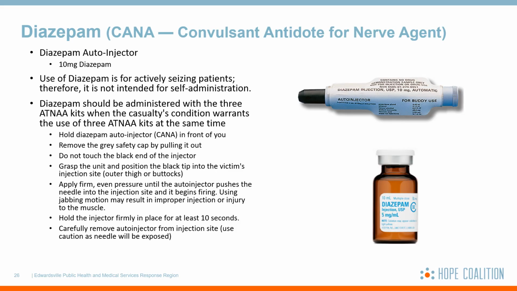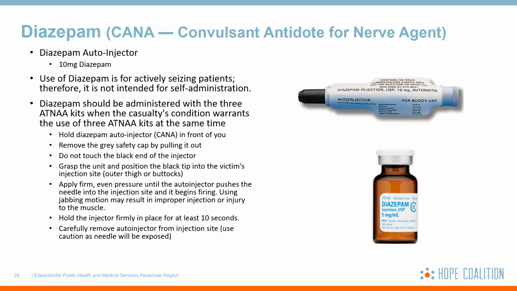The diazepam autoinjector holds 10 milligrams of diazepam. Use of diazepam is for actively seizing patients. Therefore, it is not intended for self-administration. Diazepam should be administered with the 3 antidote treatment nerve agent autoinjector kits when the casualty's condition warrants the use of 3 kits at the same time.